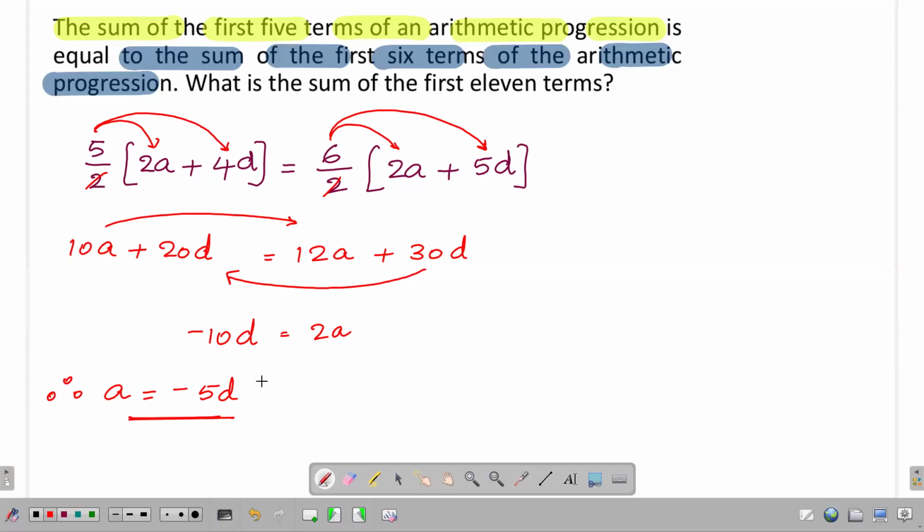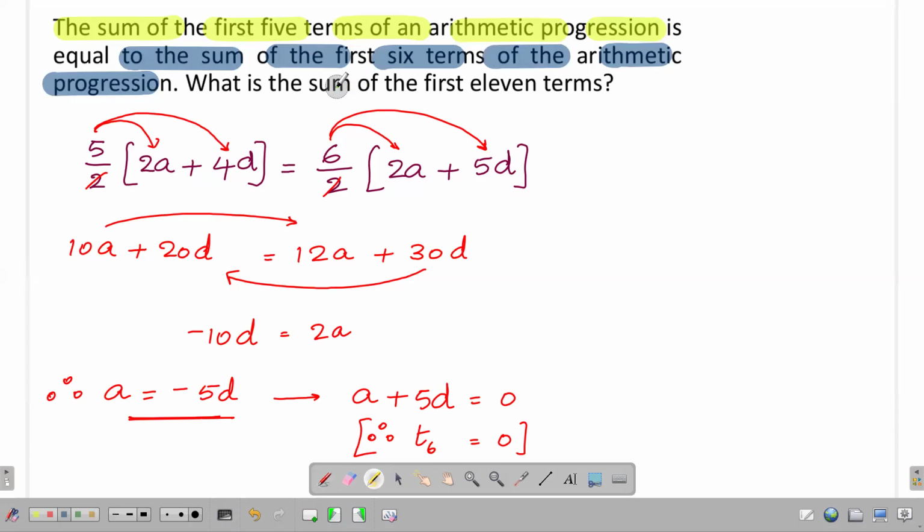You can also see something interesting here. If a is equal to minus 5d, can I not see that this can be rewritten as a plus 5d is equal to 0? Can I not say that then the sixth term is equal to 0? Yes or no? The sixth term is equal to 0, right? So this is going to help me answer the question further very easily.